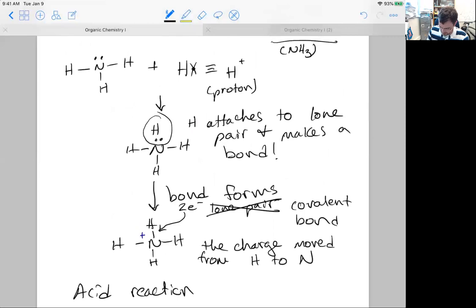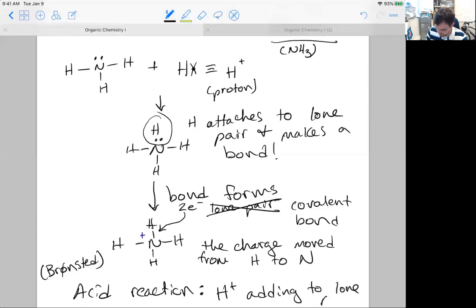And really, it's a version, if you've seen this before, I'm just covering my bases. It's a Bronsted acid reaction. Anyway, for us, for now, an acid reaction is H+ adding to a lone pair. So the H plus adds to the lone pair.